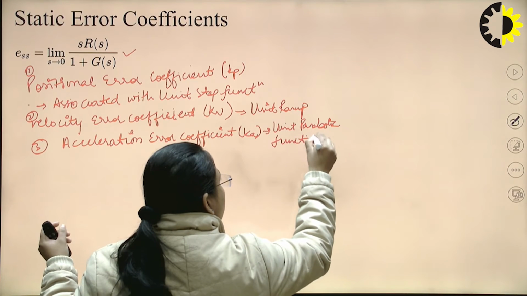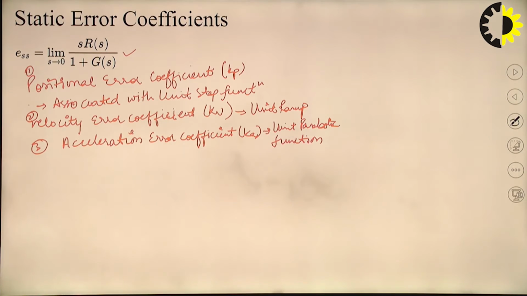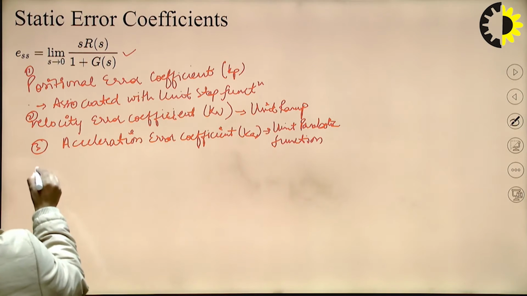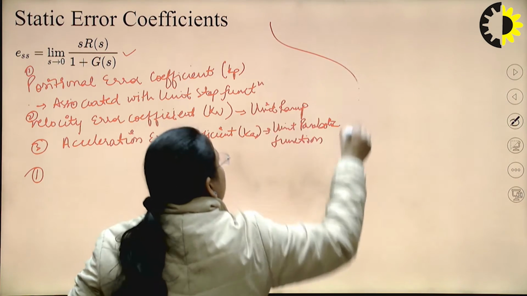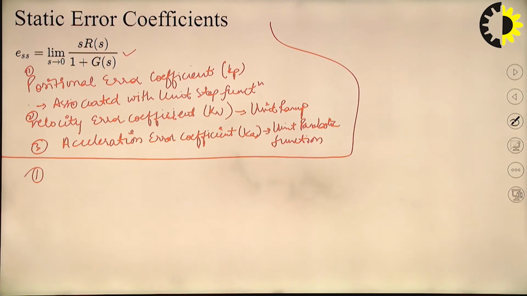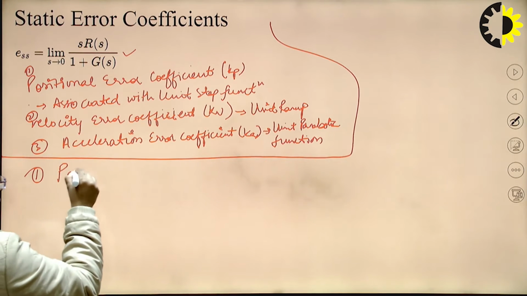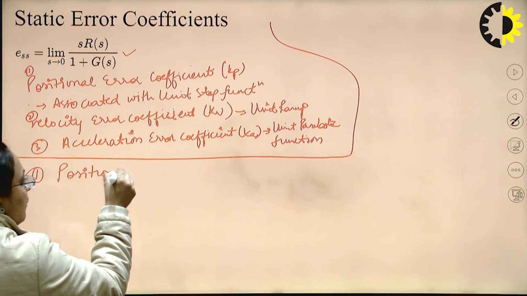So let's talk about all these error coefficients one by one. Let's take the positional error coefficient, that is Kp.